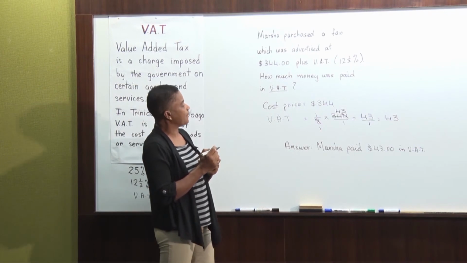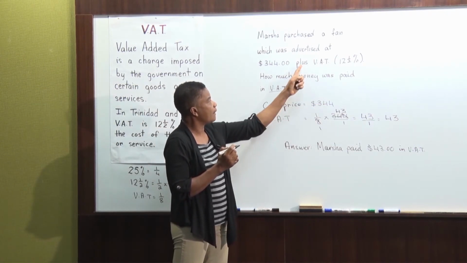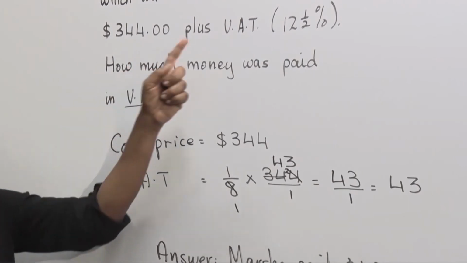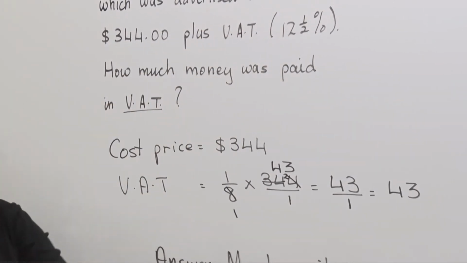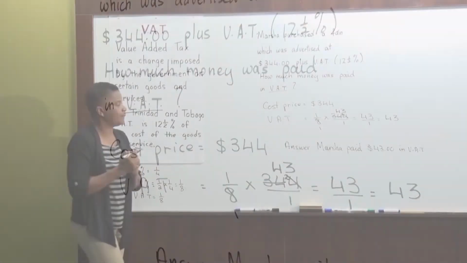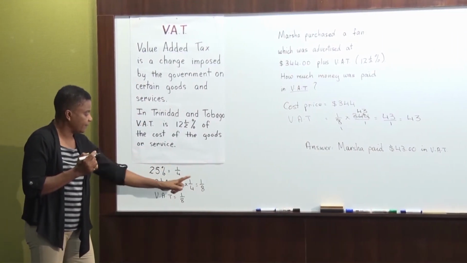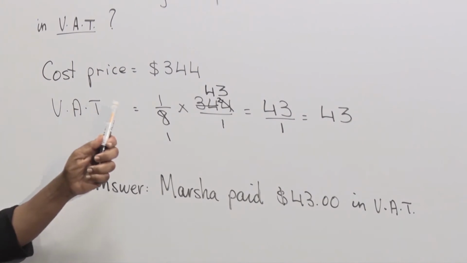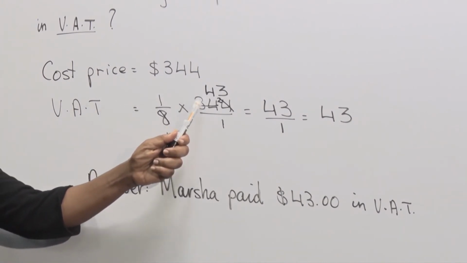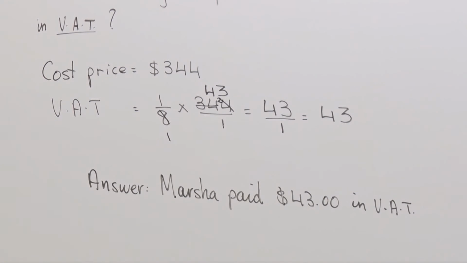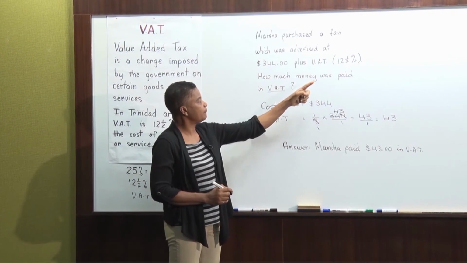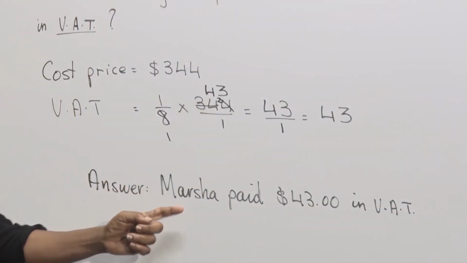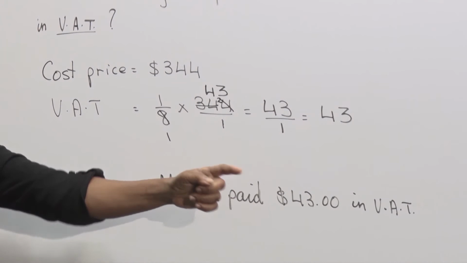The cost of the fan was $344 plus VAT. In Trinidad and Tobago, VAT is 12.5%. But we have established that 12.5% is the same as 1/8. So to find the answer, the question simply asks us for the VAT. So we are going to find 1/8 of the $344. That worked out to $43. So the question asks, how much money was paid in VAT? Our answer, Marsha paid $43 in VAT.